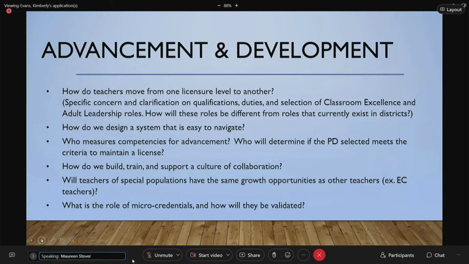Who is going to measure the competencies for advancement, and who will determine if the PD selected meets the criteria to maintain a license? So when teachers have the opportunities to select their own PD, how are we going to ensure that that PD actually is informing their teaching practice and helping them to become better teachers? How do we build, train, and support a culture of collaboration?